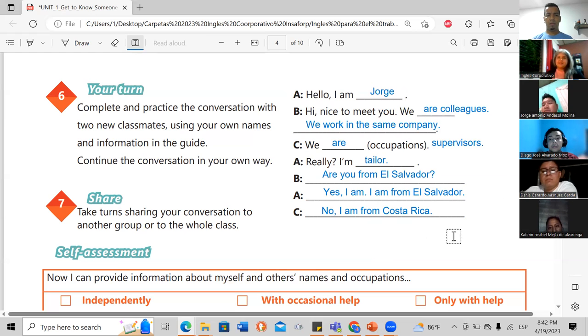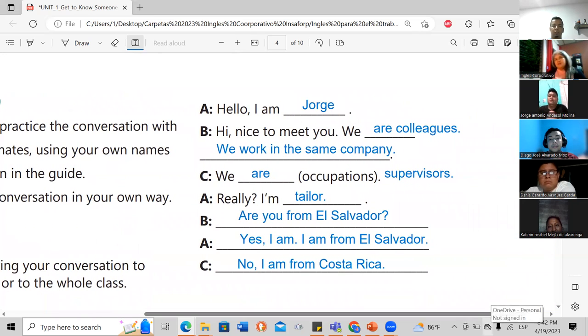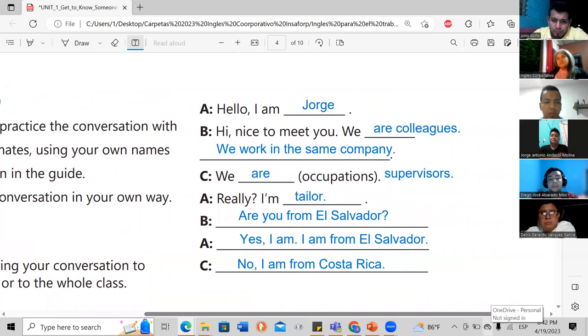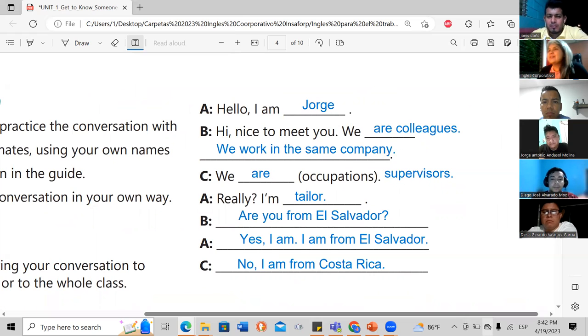Who wants to read that? ¿Quién lo quiere leer? Okay, Jonis y Cristian. ¿Alguien más? Porque son tres. Yo también. Diego. Okay, Jonis will be letter A, Cristian letter B, and Diego letter C. Go ahead.